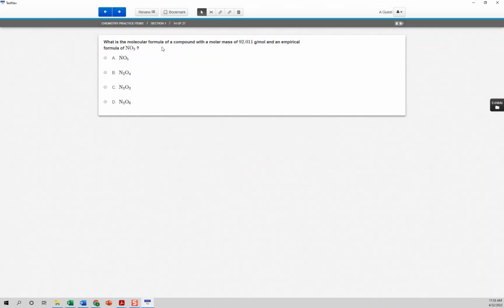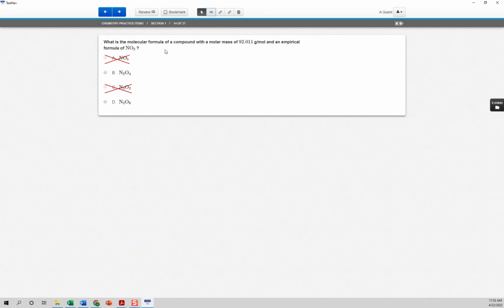What is the molecular formula for a compound with a molar mass of 92 and an empirical formula of NO2? We could use process of elimination a little bit. The formula that we pick has to reduce back to this formula. So that doesn't have the same ratio, and that doesn't have the same ratio. I know it can't be A or C because those don't reduce back to this 1-to-2 ratio between nitrogen and oxygen. So it's either B or D. What we could do is add these up, and whatever has a molar mass of 92 is our right answer. So that's one way to go.